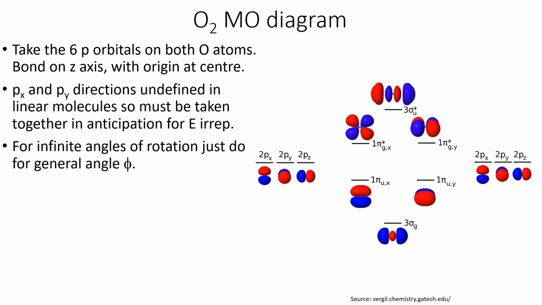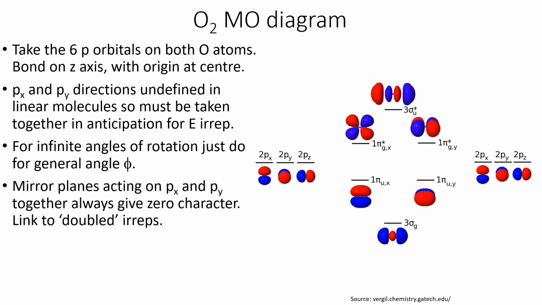And so when it comes to forming a representation, looking at the D infinity h point group, we're going to have to think what to do about these infinities that come up. And so when it comes to the infinite orders of rotation, we're just going to do it for the general angle phi.